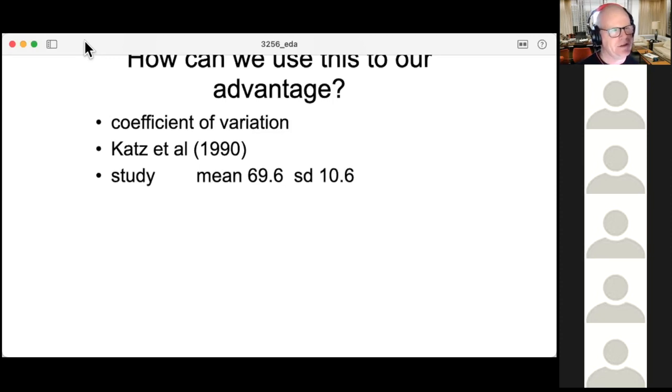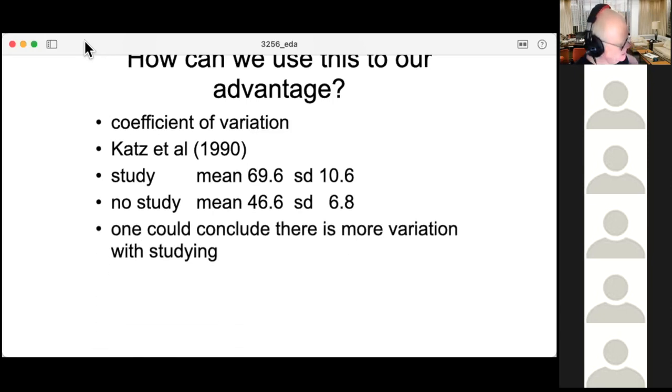So people are given two tests, two groups. One group studies, and their mean is 69 and their standard deviation is 10. And the other group, they don't study. Their mean is 46, sorry, and their standard deviation is 6. And you could make a very strange conclusion here, and that conclusion would be that studying makes your marks more variable, right?